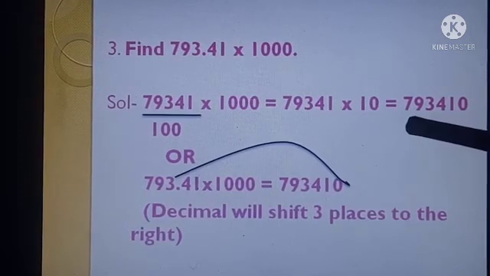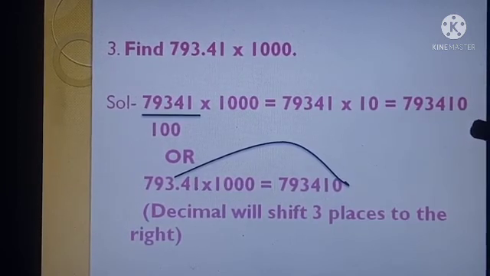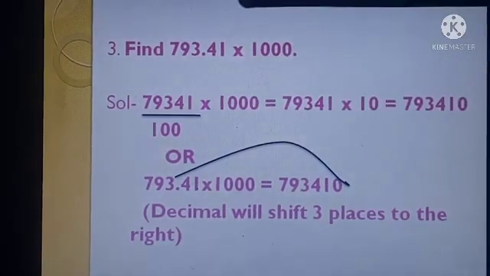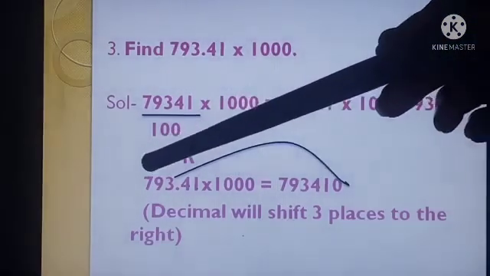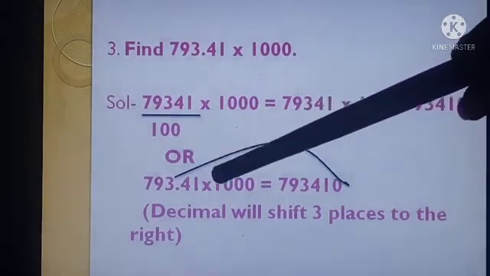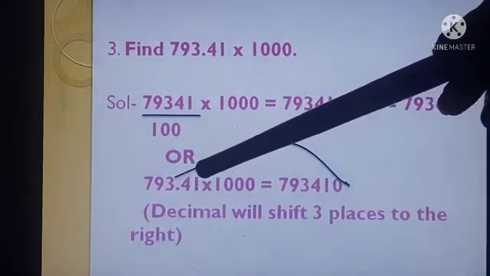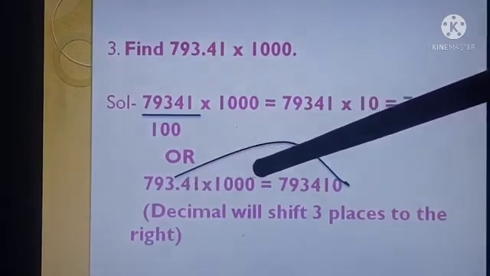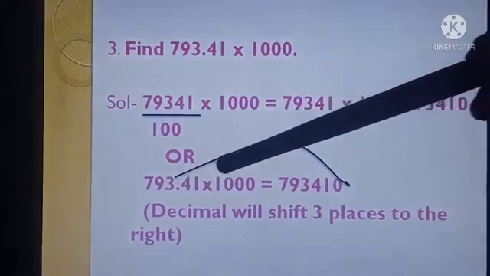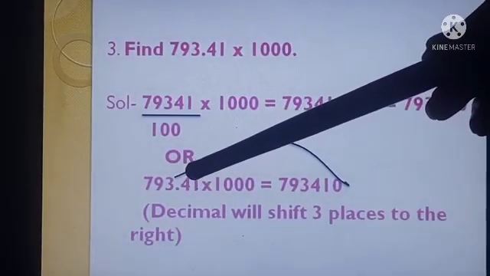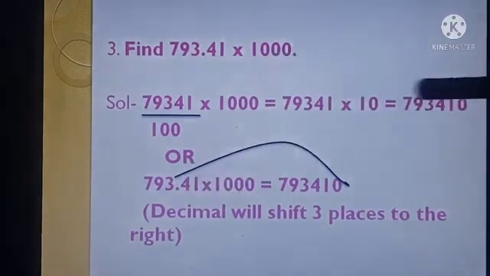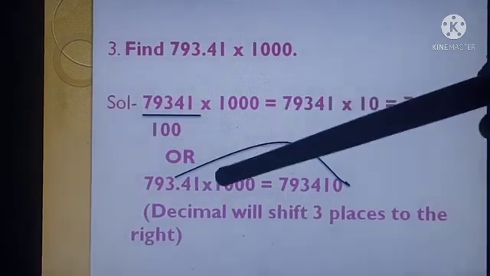Now our answer has become 7,93,410. And now how will we do it orally, meaning direct shifting of the decimal. Look here in the question, 793.41 multiplied by 1000. After the decimal, we want 3 digits. Why? Because we are multiplying with 1000, having 3 zeros, so the decimal will shift 3 places forward. One place after 4, one more place after 1. Now one more place we want, but no digit is here, so we will put 0 here.